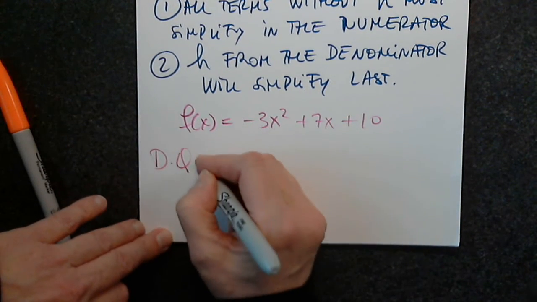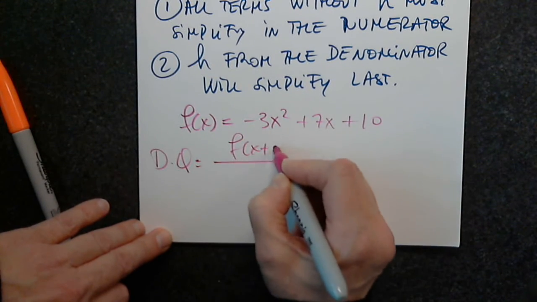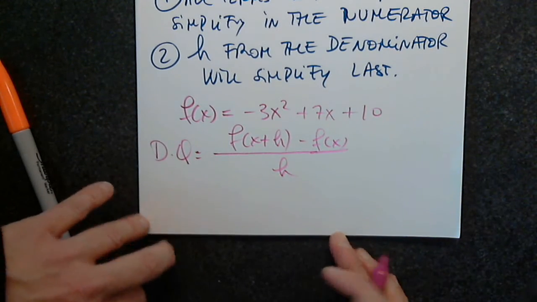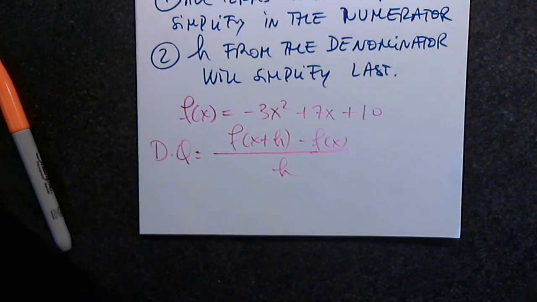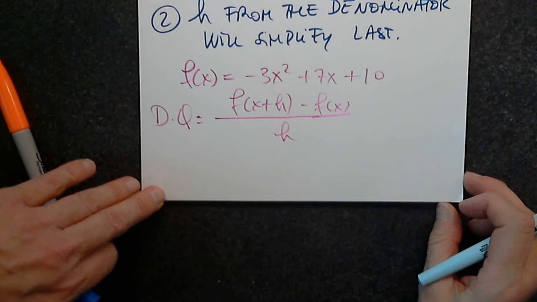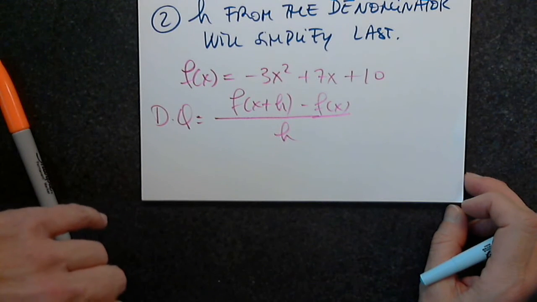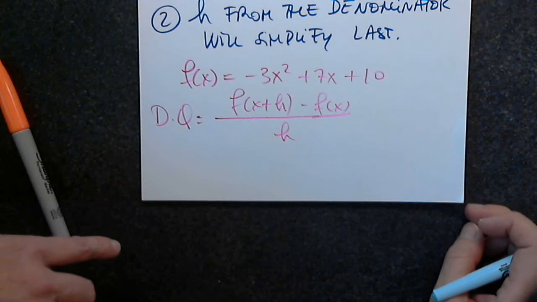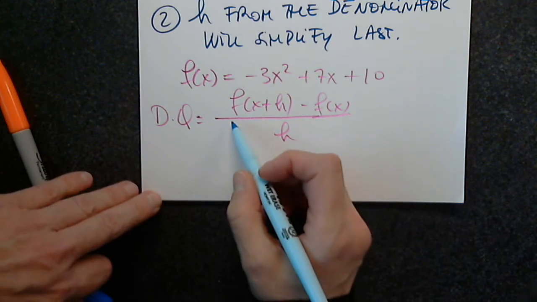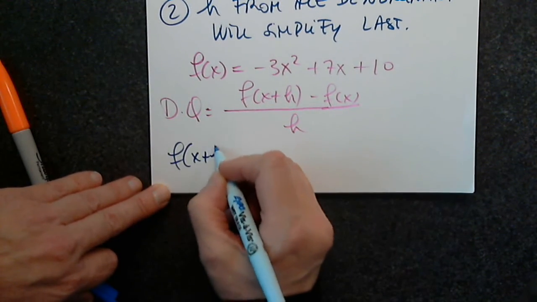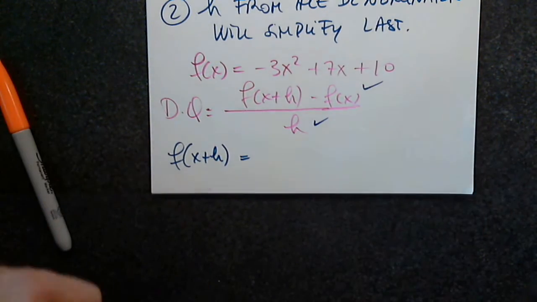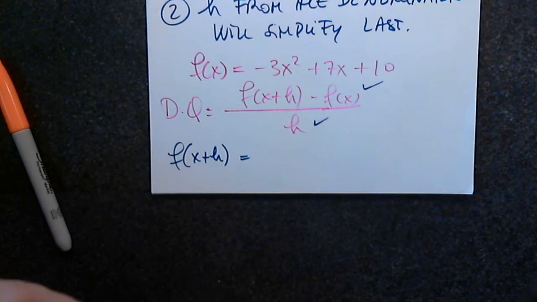We're asked to find the difference quotient, which is f of x plus a little bit minus f of x, divided by a little bit. Which piece of the difference quotient we need to work on first? Which one? X plus a little bit. Yes, you mean the f of x plus a little bit. This one is clear. This one is clear. There is nothing I can do to those two pieces. I have to work on that, though.